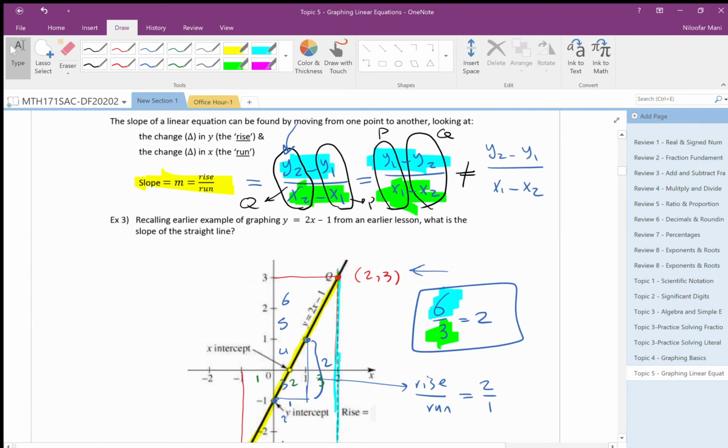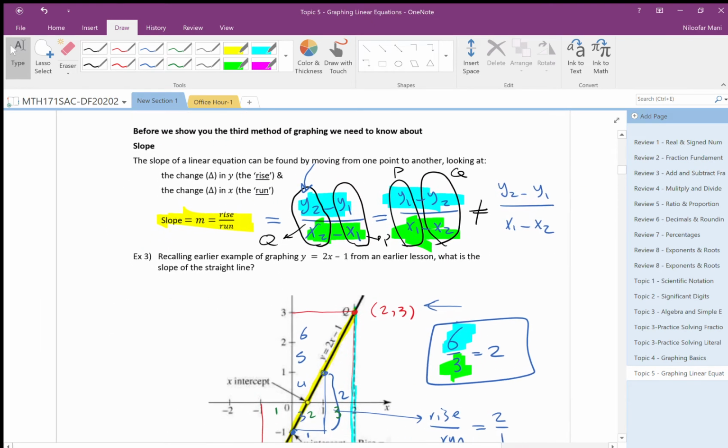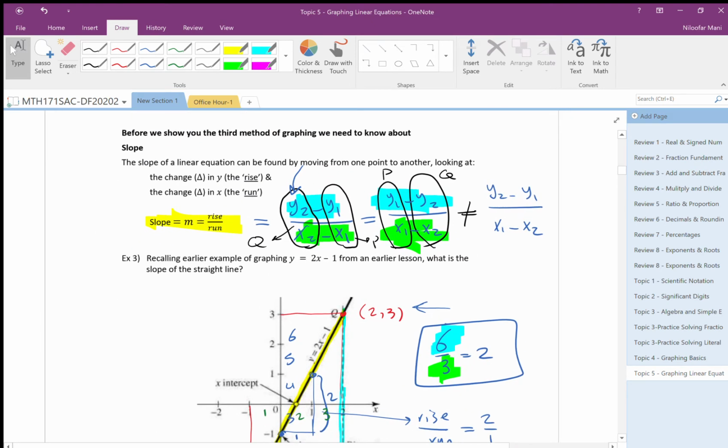Before we move on to the third method, I wanted you to know the definition of slope. A slope means steepness of the line. For any 2 points, the change on y over change on x is the slope, which is rise over run: how much we go up when we travel from one point to another, and how much we move horizontally.